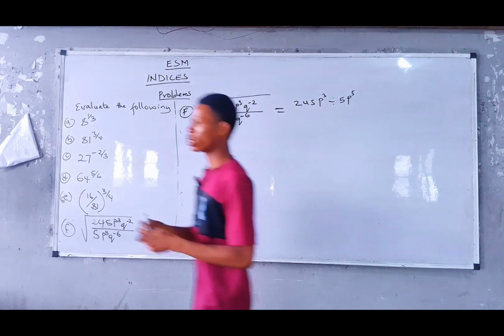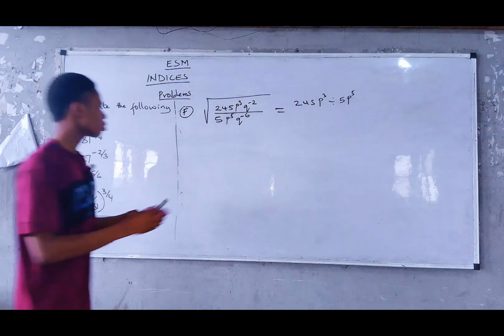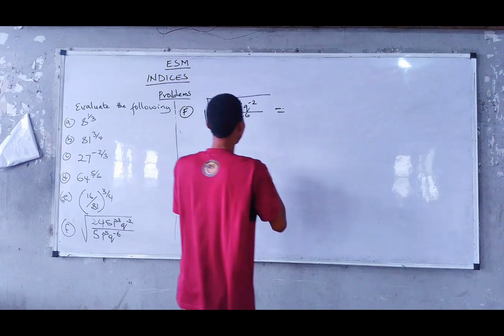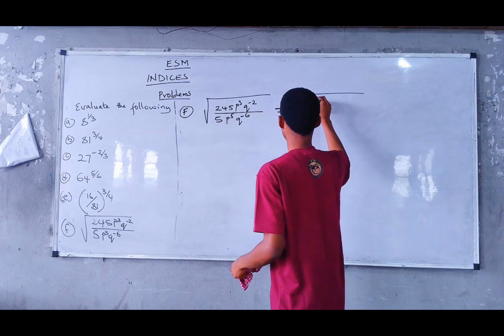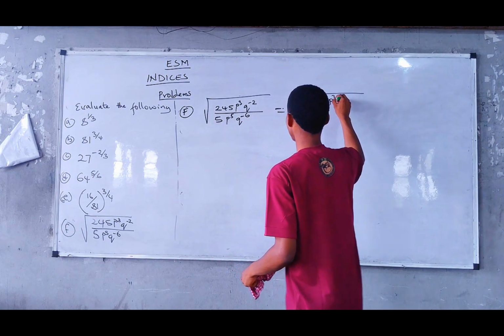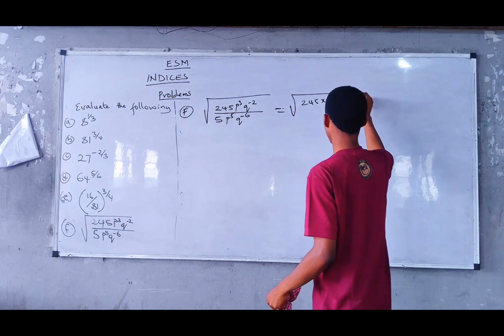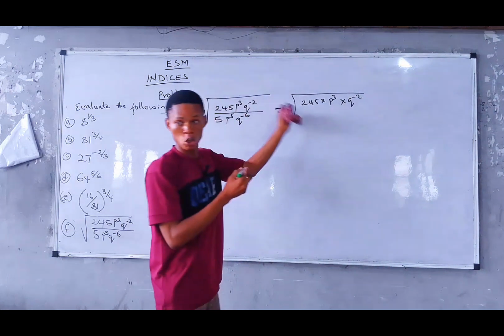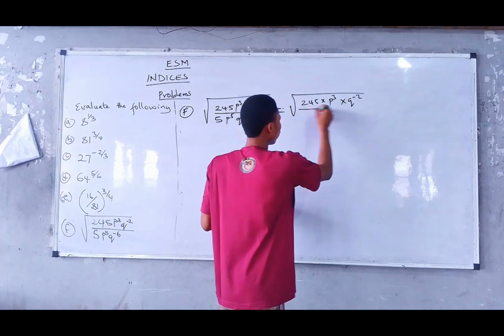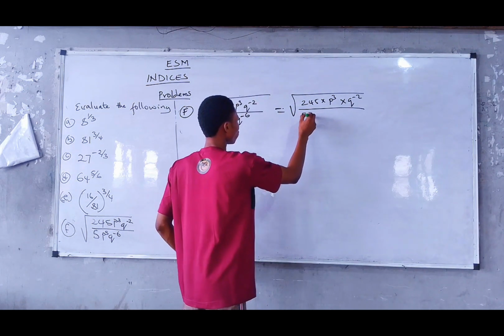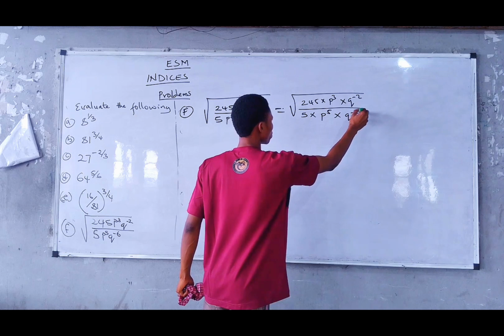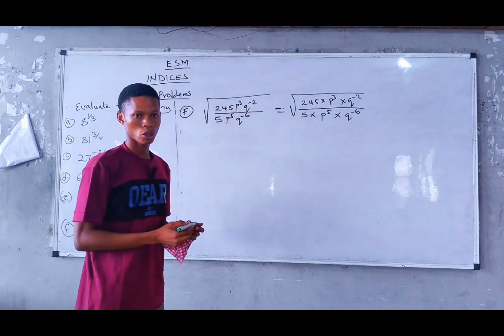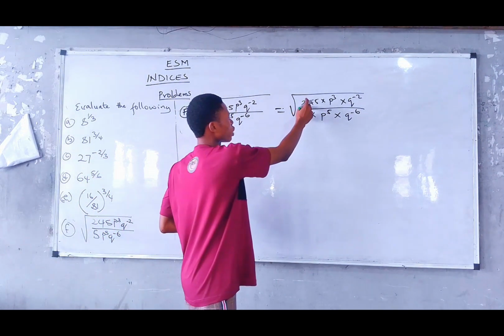Or if you don't want to go that round, if I write everything out, this is the same thing as 245 times P raised to power 3 times Q raised to power minus 2, right? This one up. All over, this one down is 5 times P raised to power 5 times Q raised to power minus 6. Is it not? Good.